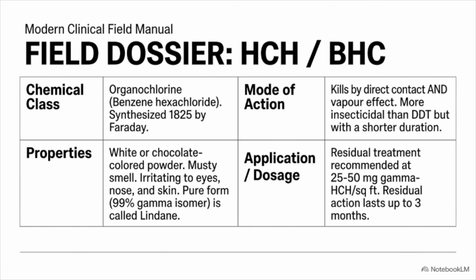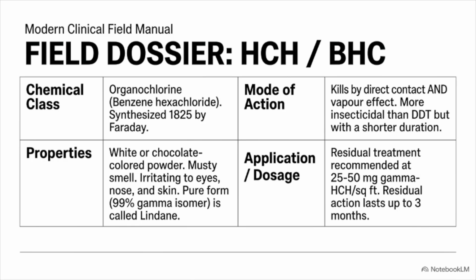HCH, also known as BHC, is an organochlorine, benzene hexachloride, synthesized in 1825 by Faraday. It is a white or chocolate-colored powder with a musty smell, irritating to the eyes, nose, and skin, and its pure form, containing 99% gamma isomer, is called lindane. It kills by direct contact and vapor effect and is more insecticidal than DDT, but with a shorter duration.